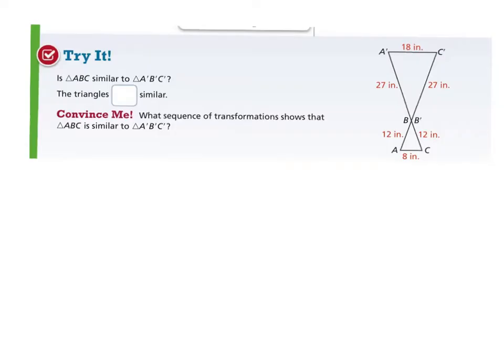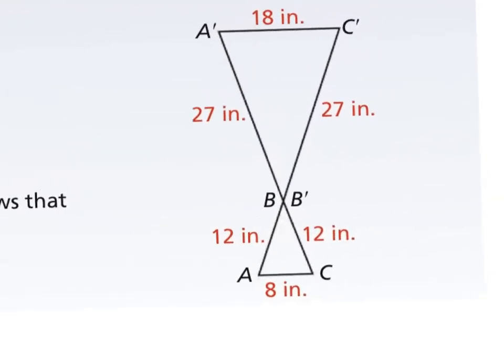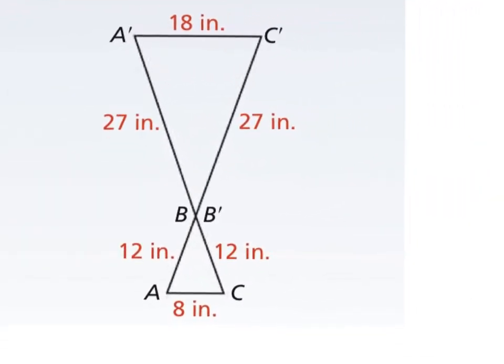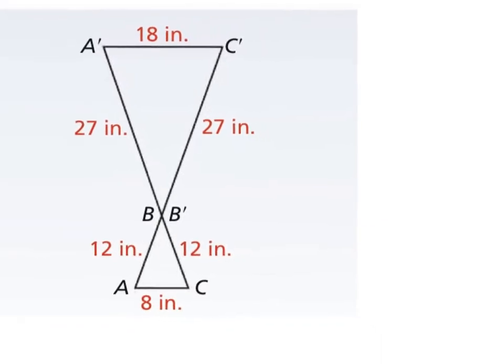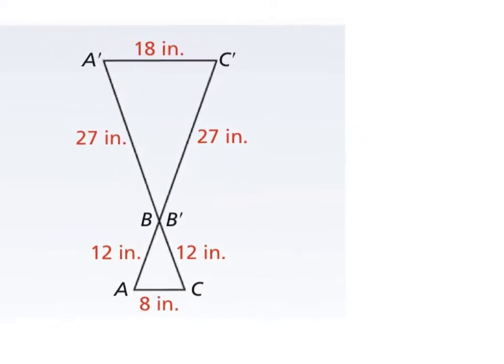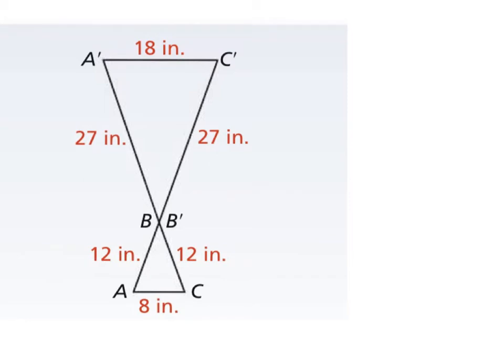So if we look at the try it, they're wanting us to see whether these triangles are similar. There's no coordinate plane here. There are no angle measures given. So we're mainly just going to be looking at whether the side lengths are proportional. This time they used primes on their sides, so it's a little simpler to tell what sides match up.